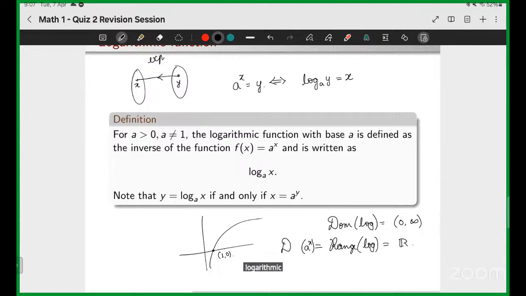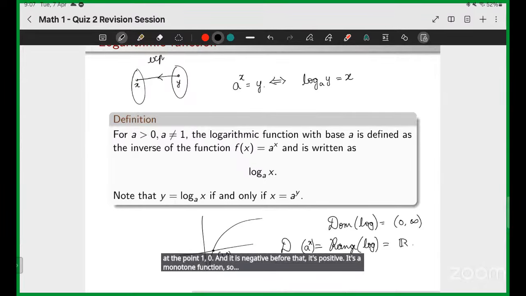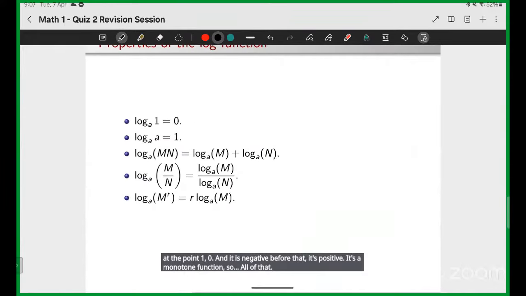Logarithmic function to any base passes through the x-axis at the point (1, 0). It is negative before that, and positive after. It's a monotone function. So all of that follows.